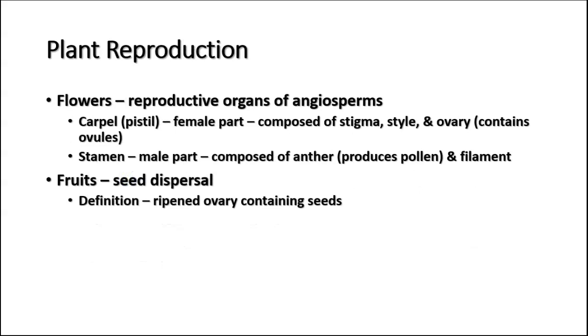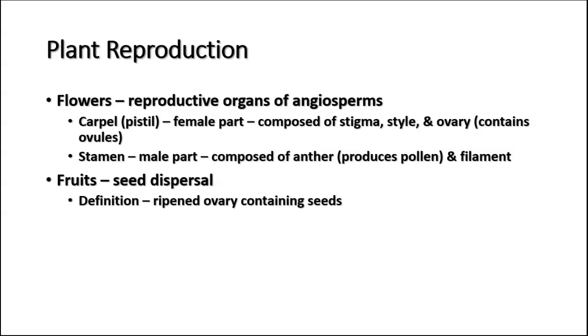Plant reproduction. Flowers are the reproductive organs of angiosperms. Those are the flowering plants. And the main parts are the carpel or pistil, which is the female part of the flower, and that's composed of the stigma, style, and ovary. The ovary contains the ovules, which will develop into the seeds, of course. The stamen is the male part of the flower, and this is composed of an anther, which produces pollen, and the filament, which holds up the anther.